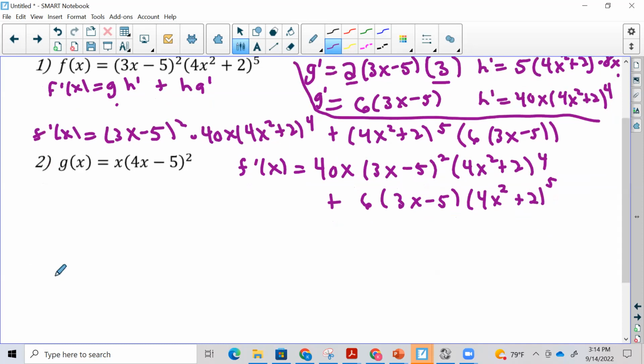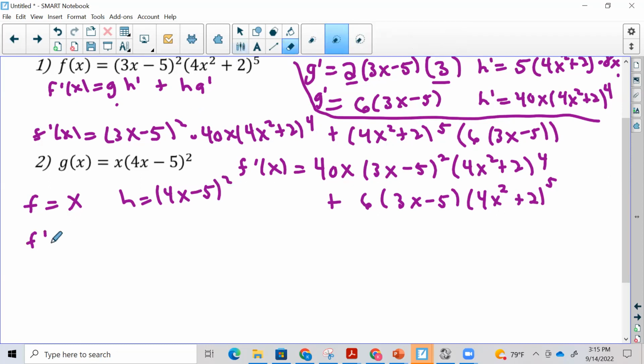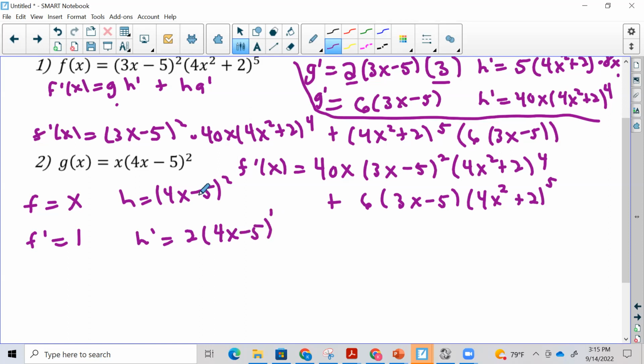Okay, and then this is the same thing. So we have g of x. I have a function f and then h. So f would be x and then h would be 4x minus 5 squared. So f prime is equal to 1, and then h prime is, we bring down the 2, we keep the inside the same. Okay, I'm using that chain rule, and then I multiply by the derivative of the inside, which is 4. And just to clean that up a little bit, I get 8 times 4x minus 5.